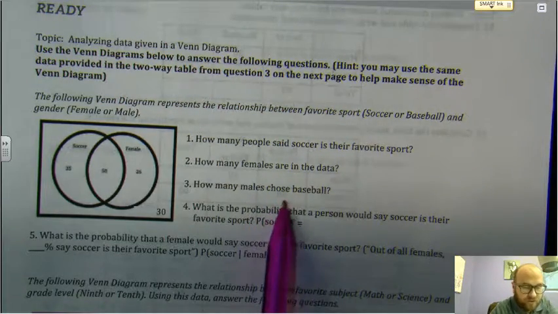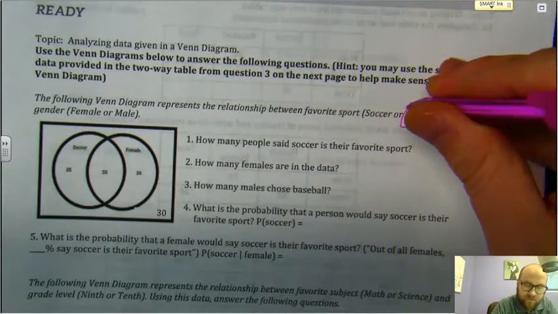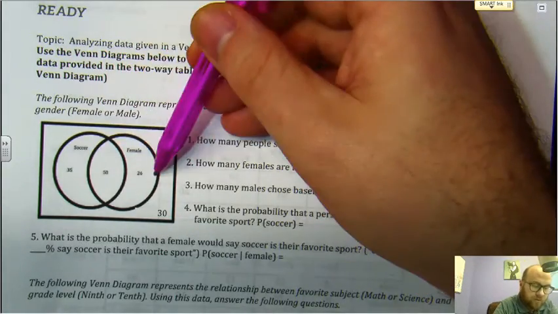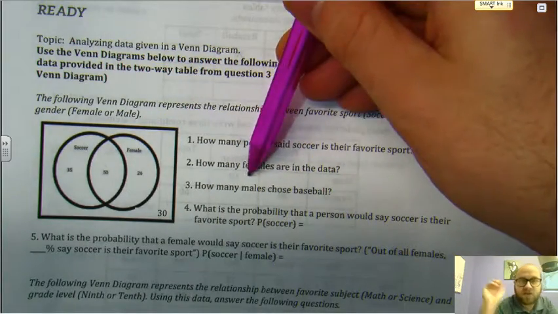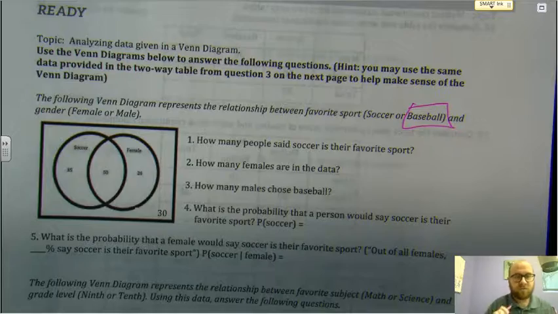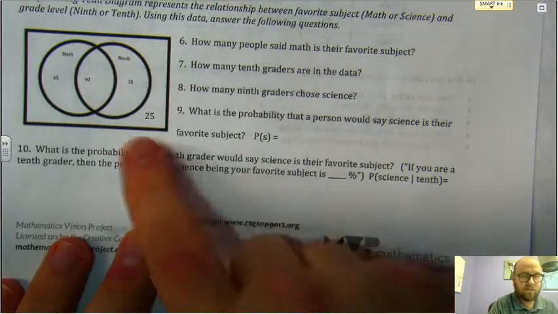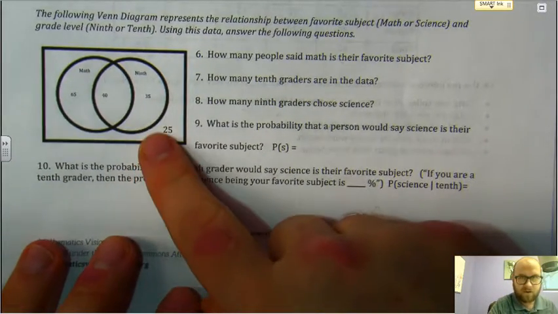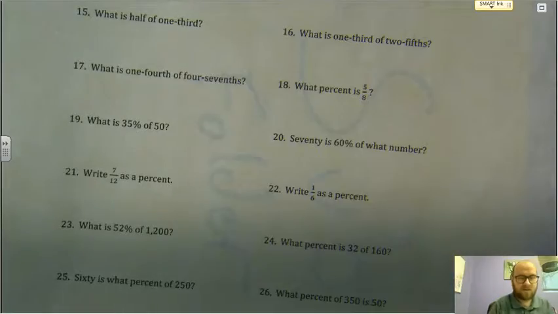How many males chose baseball? We can't exactly answer that, oh wait, we can, because it tells us here that it's soccer or baseball. So we can assume that if it's not in the female circle and not in the soccer circle, so this 30, that would have to be the value that chose baseball. So pretty much we go through it step by step to figure that out. It's going to be the exact same thing for this problem where we're talking about 9th graders or 10th graders in math or science. Okay, let's go ahead and turn the page.